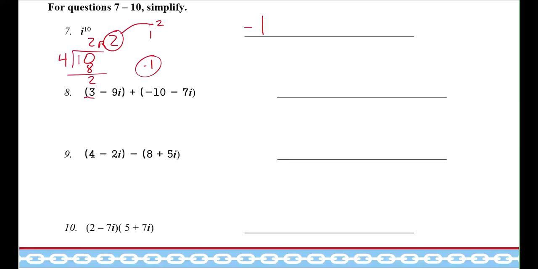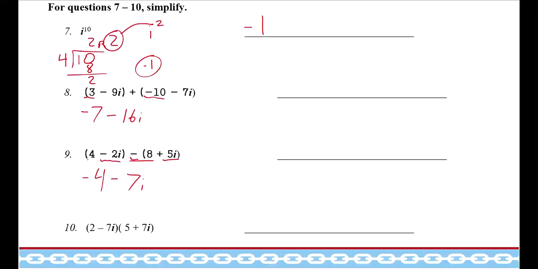For 8 and 9, we're just doing combining like terms, right? So I'm going to combine the 3 and the negative 10 to get negative 7. I'm going to go negative 9i minus 7i for negative 16i. Similarly, for number 9, 4 minus a negative 8 would be negative 4. Then the negative 2i, and then I'm subtracting a 5i would be negative 7i. And that is all you're doing for 8 and 9, just combining like terms.